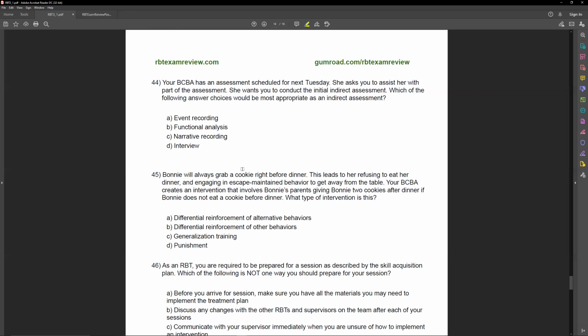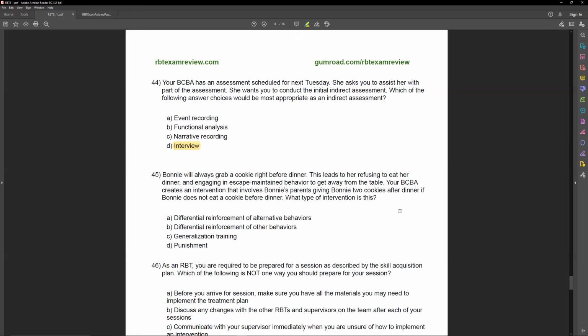And then D, interview. Yes, right. Interviews, surveys, checklists. When we're interviewing parents or siblings or people who live in the house or people who know the client, and we're not actually observing the client, okay, that is an indirect assessment. So the most appropriate way to conduct your initial indirect assessment out of these choices would be an interview. You're not actually observing the client. You're simply asking questions to someone who might know the client, okay? So the best answer here is D.